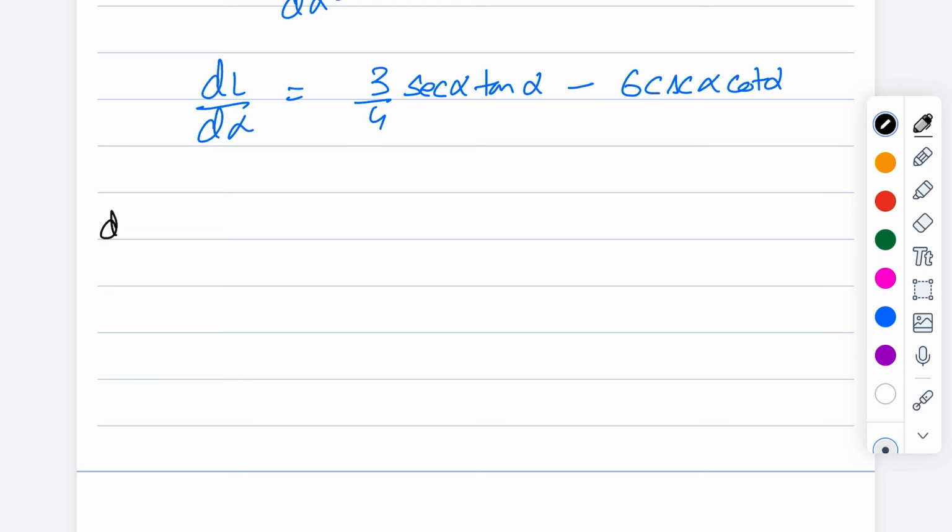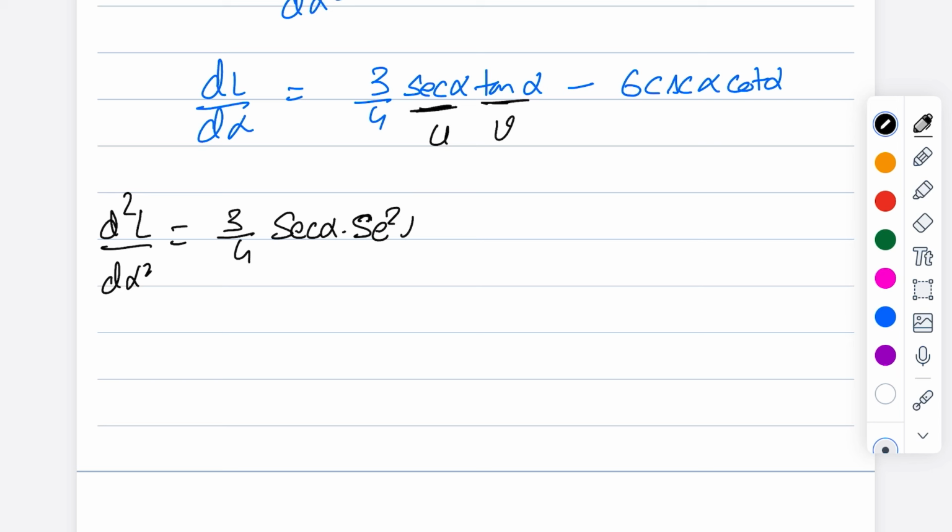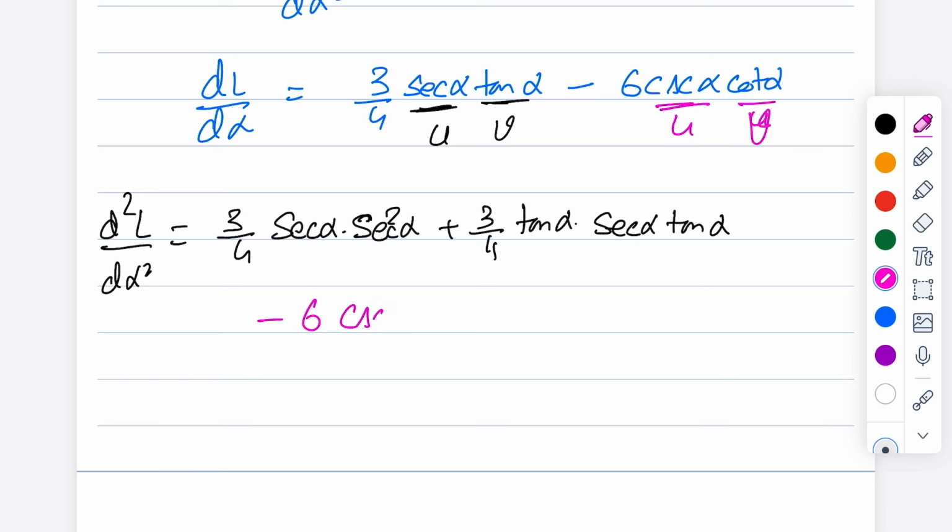So d²L/dα² is 3/4 times, using the product rule uv: secant α as it is, the derivative of tan α is secant² α. Next, tan α as it is, the derivative of secant α is secant α tan α. Then again, this is u and this is v. So negative 6 cosecant α as it is, the derivative of cot α is nothing but minus cosecant² α, then minus 6 cot α as it is, the derivative of cosecant α is minus cosecant α cot α.